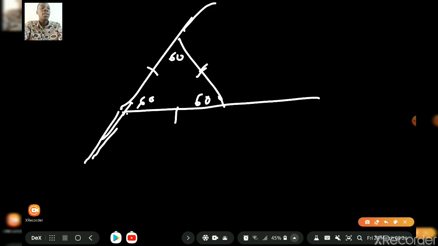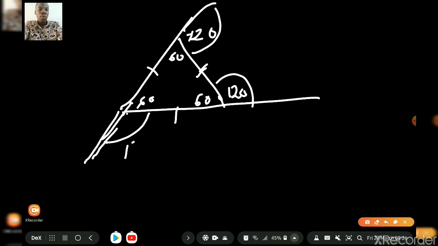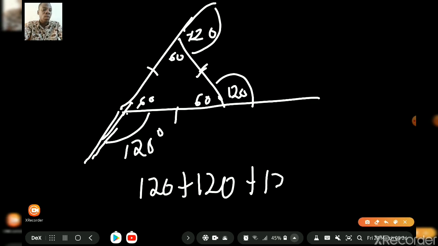Now, what will be the exterior angle here? Remember, angles on a straight line add up to 180 degrees. So this is going to give us 180 minus 60, which is 120. The exterior angle formed there is also going to be equal to 120, and the exterior angle formed there is also 120. So if you add the exterior angles, it's 120 plus 120 plus 120, which gives us 360 degrees. The exterior angles are going to add up to 360 degrees.